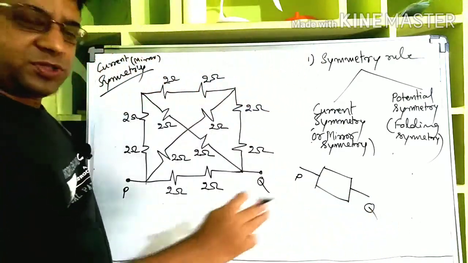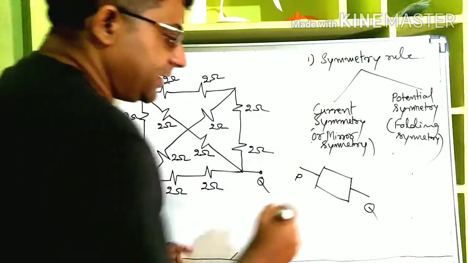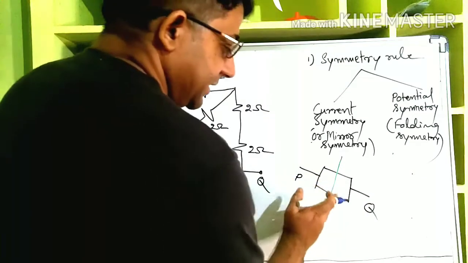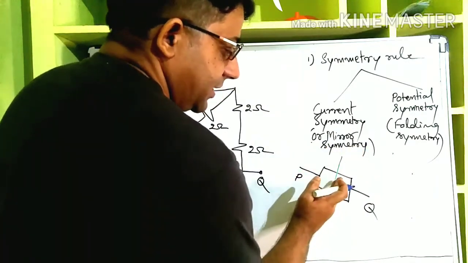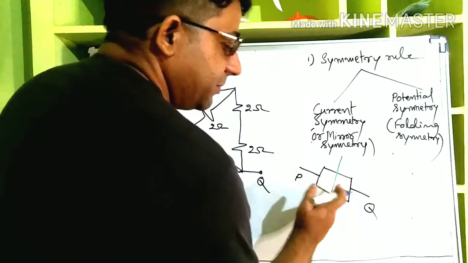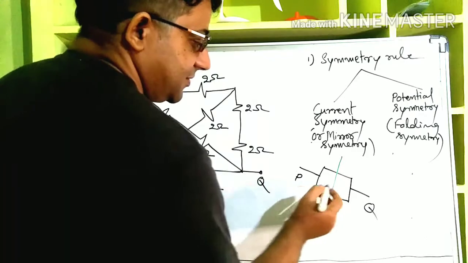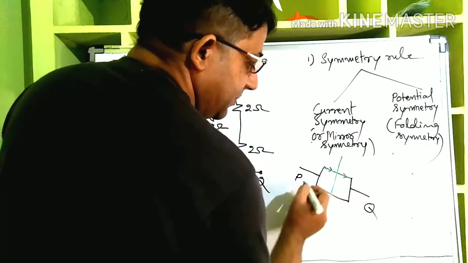Suppose we have a network and we have to find the net resistance between P and Q. This is any network, let us say. If we can find a line of symmetry, that means one line such that this side becomes a mirror image of this side, then the currents flowing will be the same.